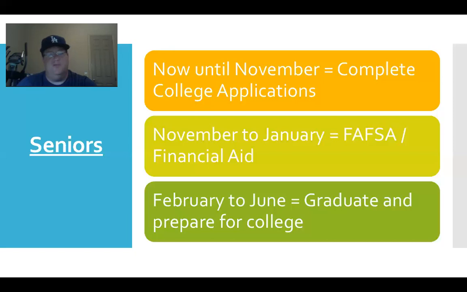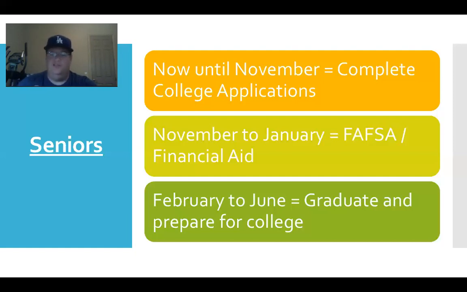Then we're going to start to need financial information. Your students are going to be asking for things like taxes, past taxes, and which parent or guardian signed them as a dependent on their taxes. All that stuff's going to be coming up. So if you want to start gathering those things now, they're going to need them in November to get those FAFSA applications completed.